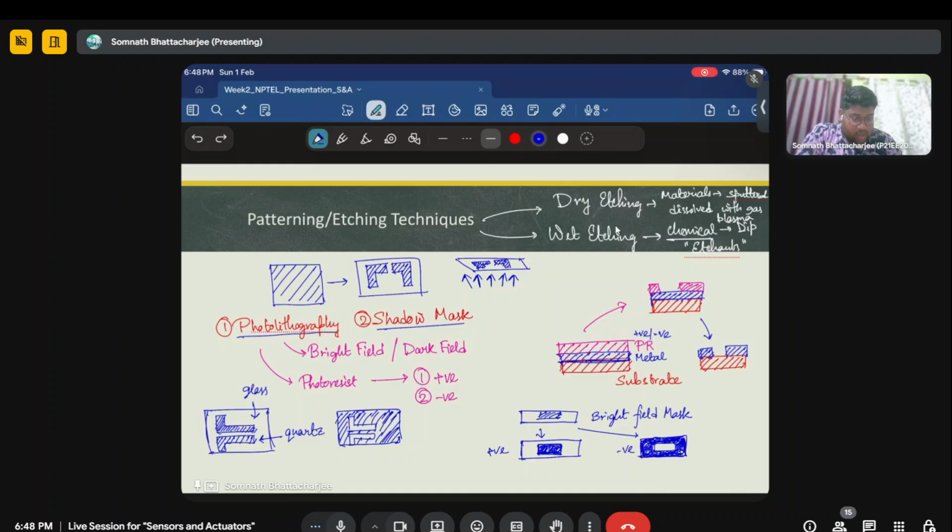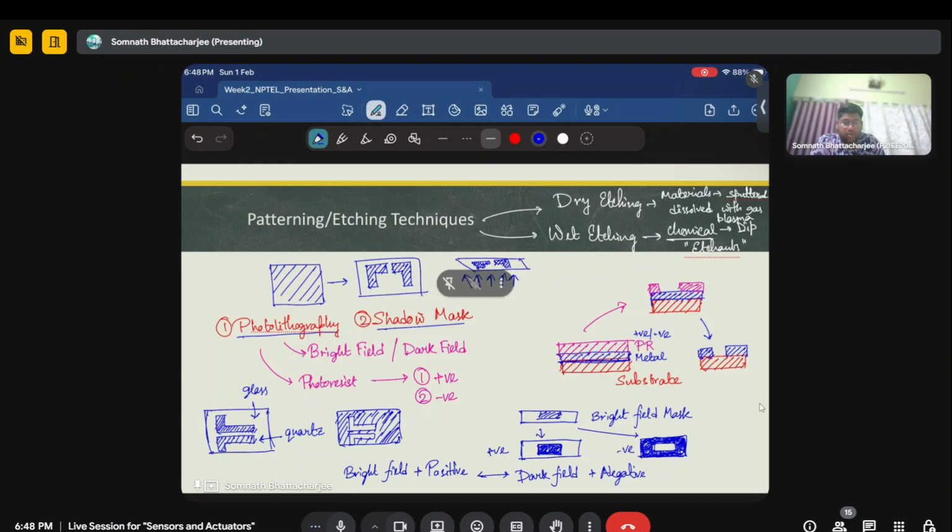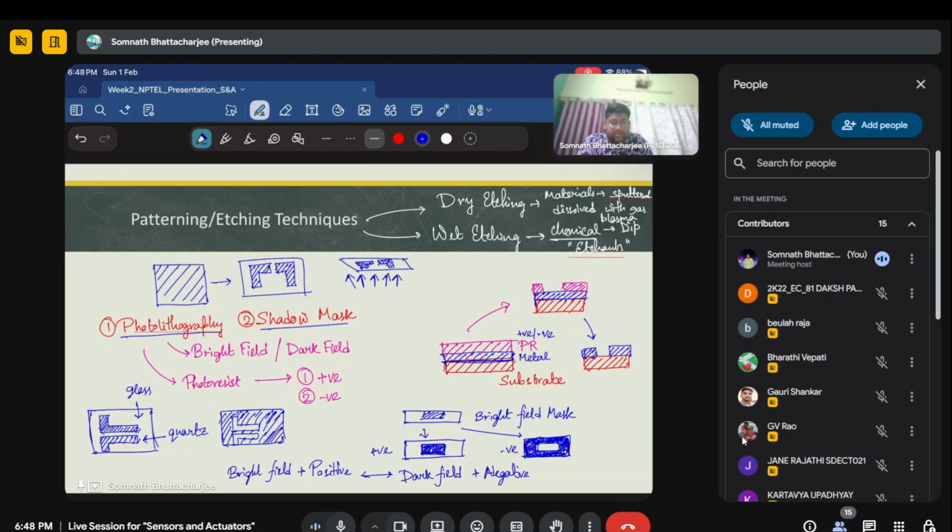Now another question arises, right? If we are using, let's say, a bright field mask with a positive photoresist, it's giving the exact replica of your image itself. Now what will happen if we use a dark field mask with a negative photoresist? Both will give the same structure, right? Any one of you can try to answer this.